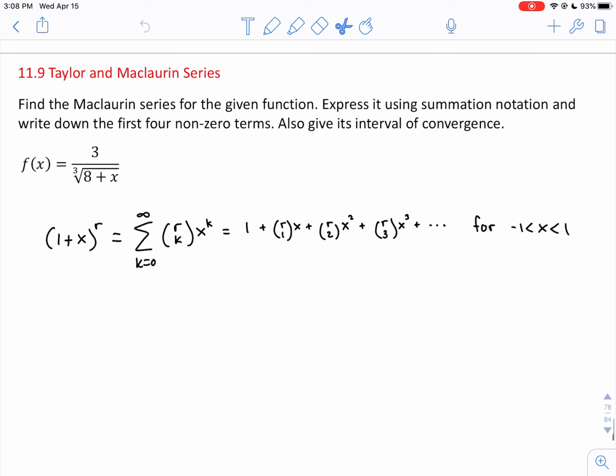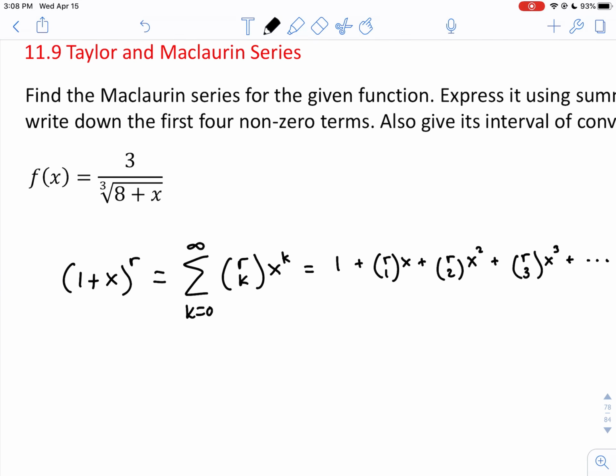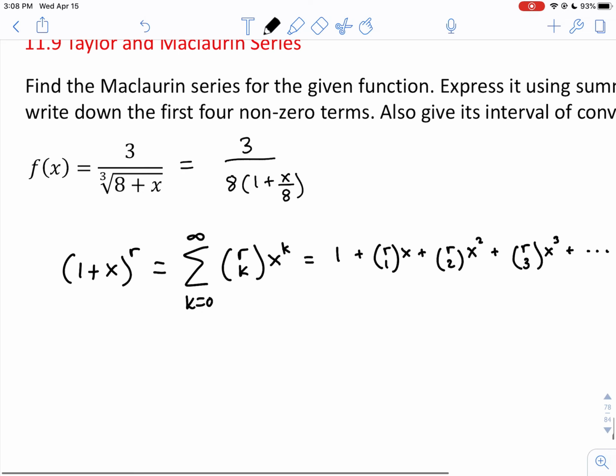And that's our arctangent. All right, one that we need to practice is the binomial series. In this case, it's good to express this in different ways. In order to use the binomial series, we want a 1 plus x. I have an 8 plus x, so I'm actually going to factor out an 8. So we have 3 over, factoring out an 8, which leaves a 1 plus x over 8, and all of this is in a cube root.